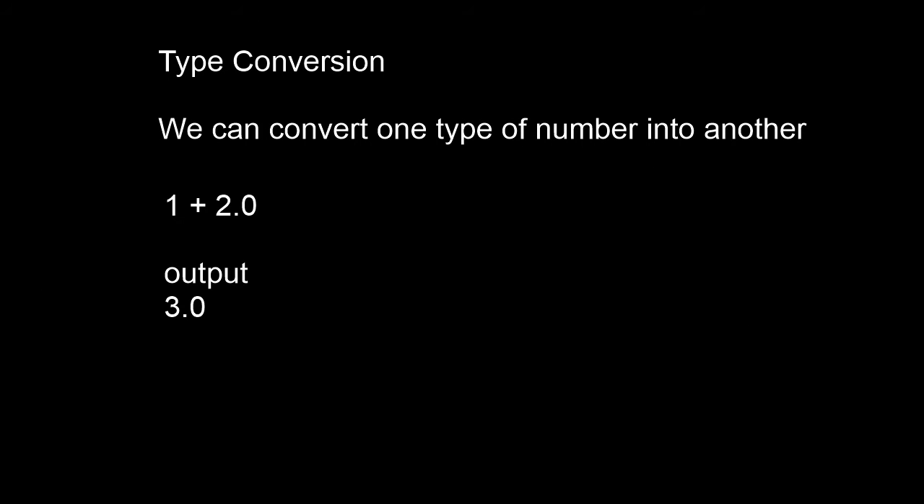We can do type conversion in Python. That means we can convert one type of number into another. When we write 1 plus 2.0, the output will be 3.0. That means when we add integer plus float, the result will be automatically converted from integer to floating point. That is, implicitly it will convert from integer to float. If one is integer and the other one is float, you need not use a type operator, it will automatically convert to float.